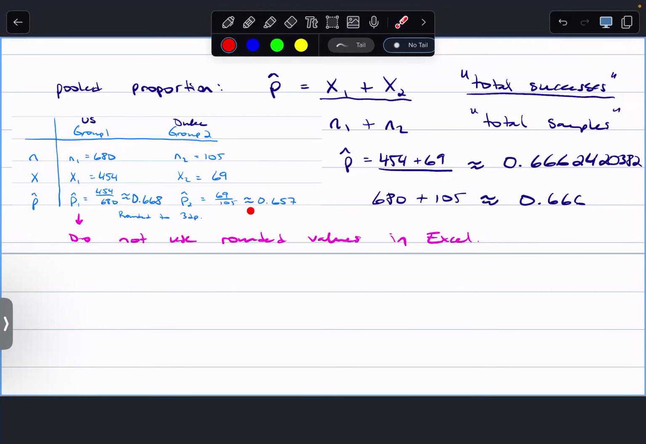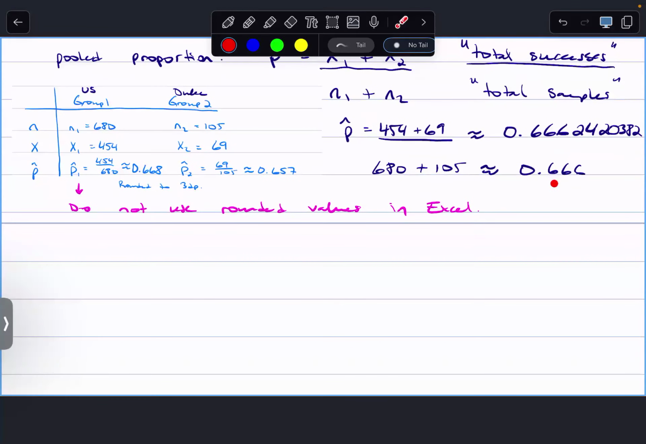And so this is the proportion if they were the same, right? If P1 is the same as P2 or essentially the same, then this would be a representative proportion. And so this is going to take the place of our hypothesized value. Okay, so now we're ready to check this condition.